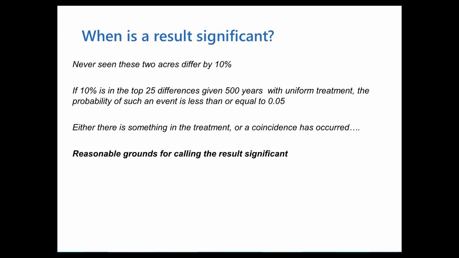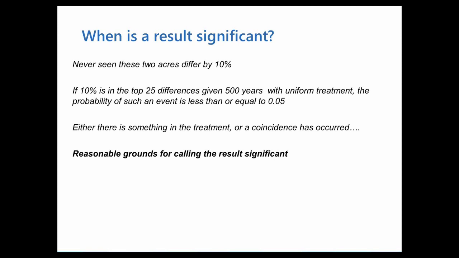So he blew it out. He said, let's go out to 500 years of uniform treatment. And if the 10% change is in the top 25 differences, somewhere in that top 25 with uniform treatment, the probability of that event is less than or equal to 5%, 0.05. Either there is something in the treatment or a coincidence has occurred. And this is a quote in bold there: "reasonable grounds for calling the result significant." One of the early uses of that word significant in association with what still, by definition, could be a coincidence. And certainly that language was widely adopted almost immediately and still used today.